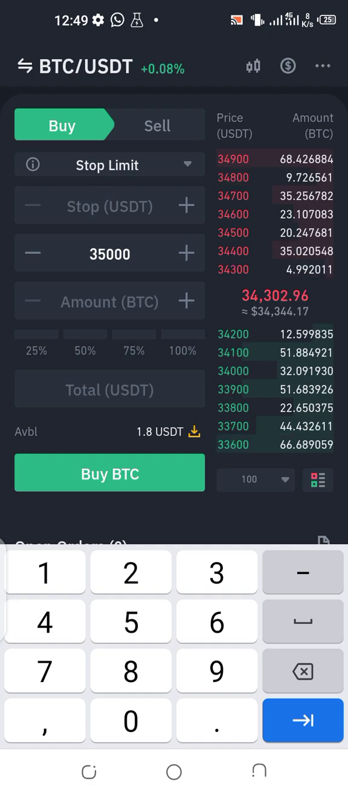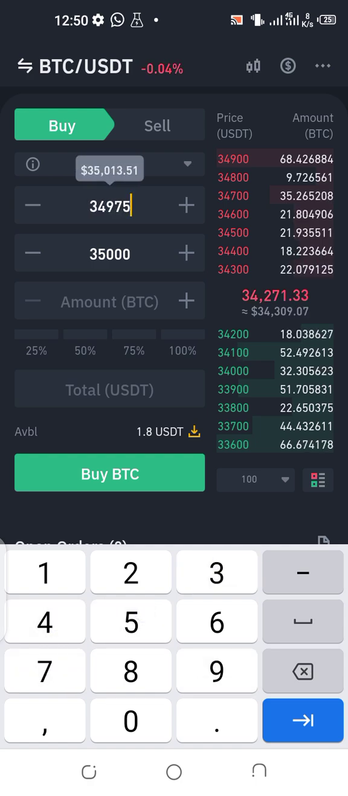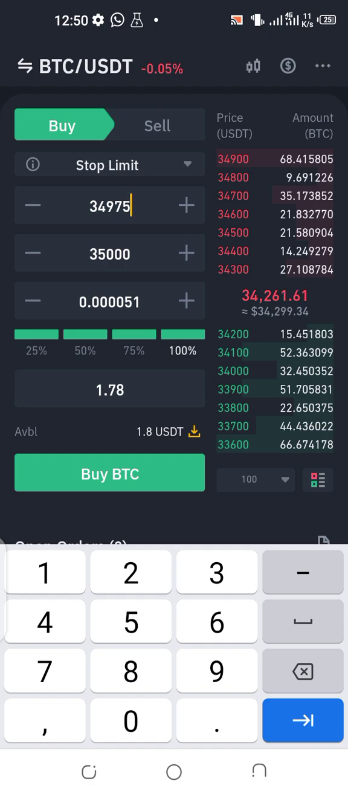So the stop here is the price at which my order will be triggered. When it's a buy order, it has to be less than the limit price. So maybe 34,975, meaning that once the price goes above 34,975, the market should look to buy for me at 35,000. So I can put 100% or whatever amount of USDT I want to use.